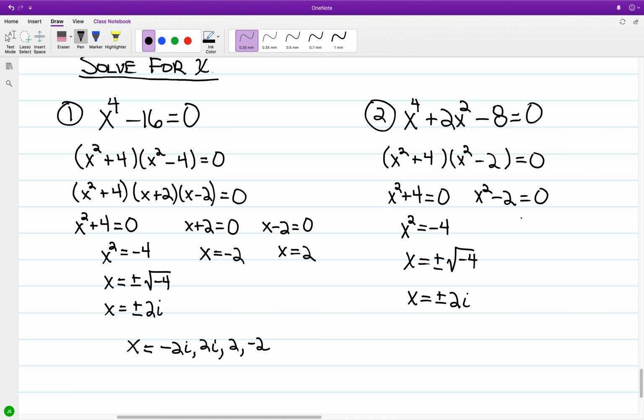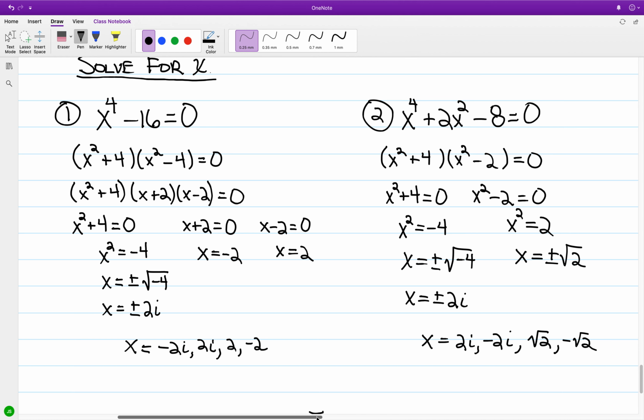For x squared minus 2 is equal to 0, if I add 2 to both sides, we have x squared is equal to 2. And we have 2 real irrational roots. In this case, we have plus or minus the square root of 2. So we're going to have, in effect, for x, 2 complex solutions with 2i and negative 2i, and 2 real irrational roots with the square root of 2 and the negative of the square root of 2.